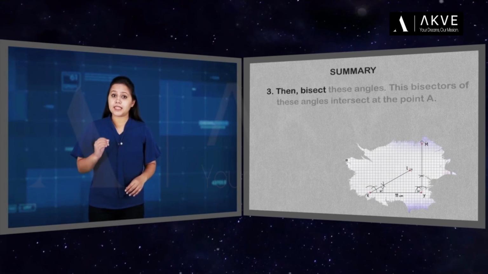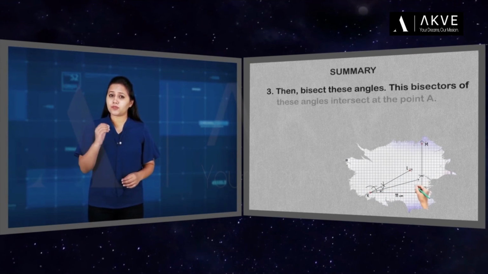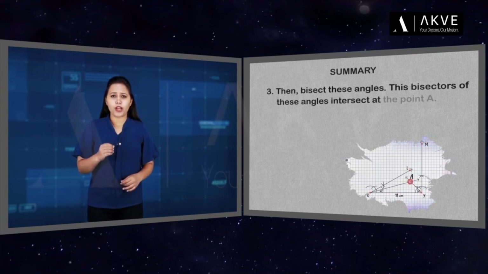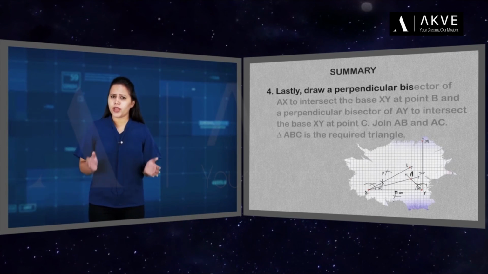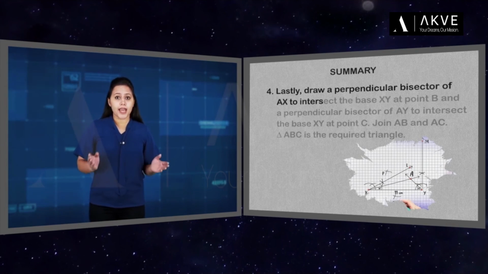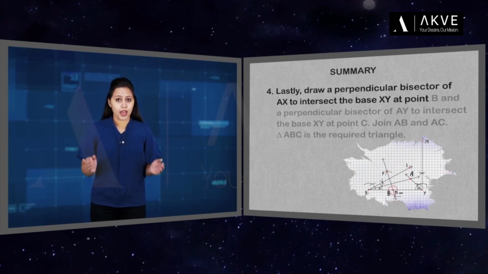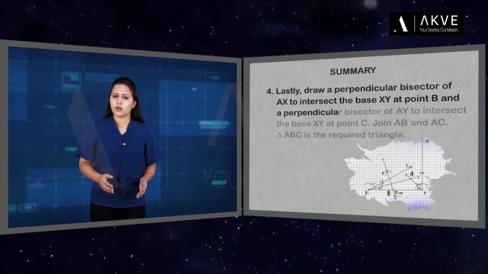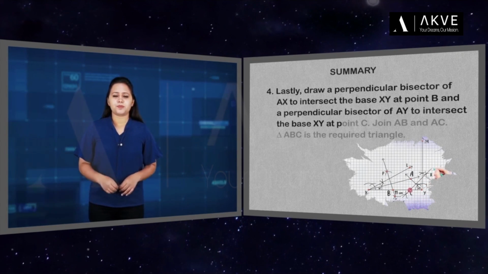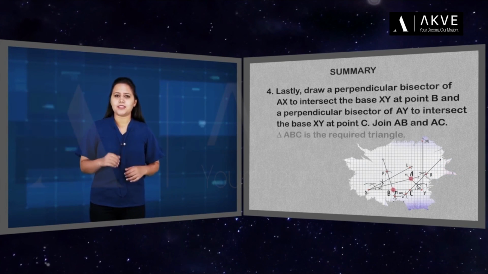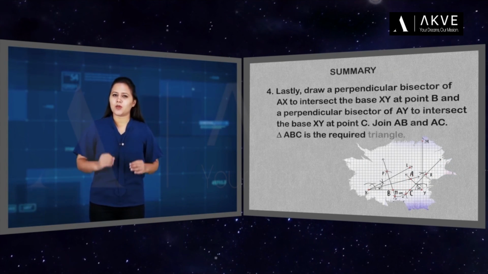Then bisect these angles. The bisectors of these angles intersect at a point A. Lastly, draw a perpendicular bisector of AX to intersect the base XY at point B and a perpendicular bisector of AY to intersect the base XY at point C. Join AB and AC. ABC is the required triangle.